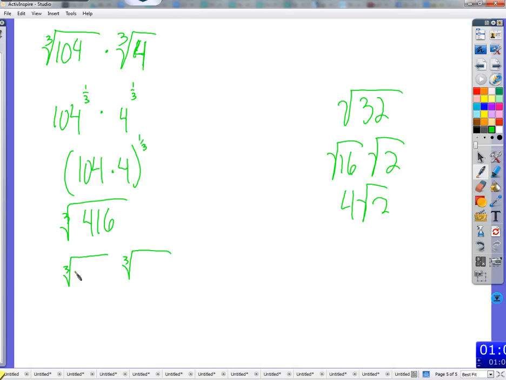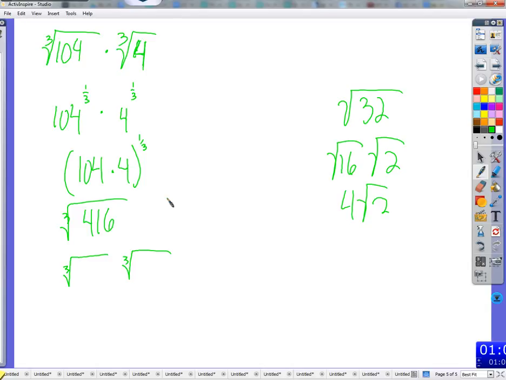And after 64, we'll do 6 times 6 times 6, which is 216. So if we go through those numbers, we only went through 6 of them. And clearly 216 doesn't go into it. We're not going to go past 216 because 216 is already close to half of 416. So we'll just try these cubes and see if they go into 416.